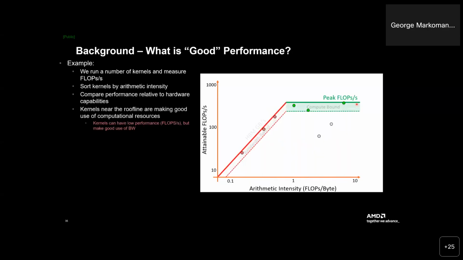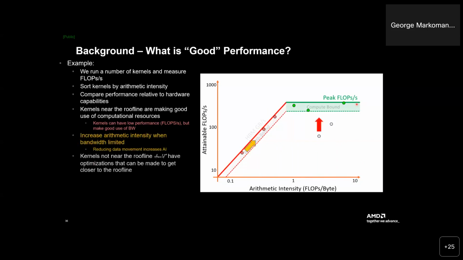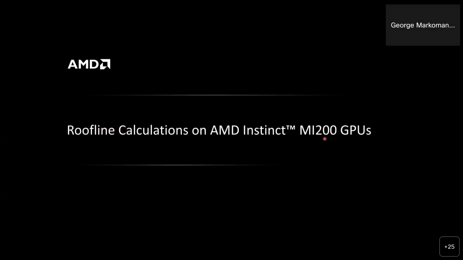Kernels near the roofline are making good use of computational resources. Kernels can have low performance but make good use of bandwidth, for example, like the red one. When bandwidth is limited, reducing data movement increases arithmetic intensity. Kernels not near the roofline could potentially have the option to improve performance. So that was about the roofline.